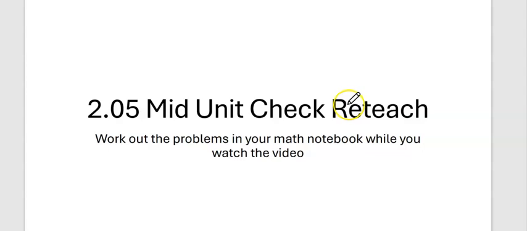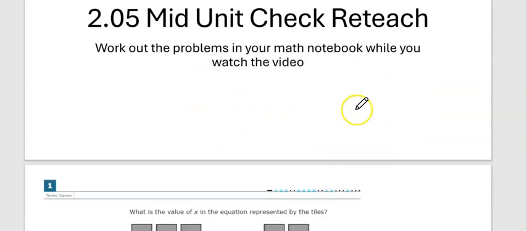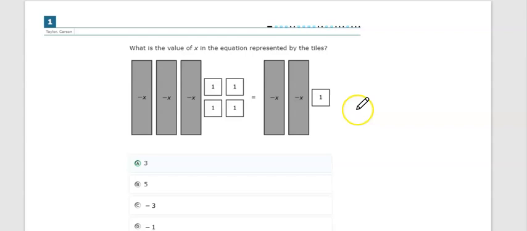All right, this is the 2.05 mid-unit check reteach. Make sure you're working out the problems in your math notebook while you watch this video. Question 1 was, what is the value of x in the equation represented by the tiles?